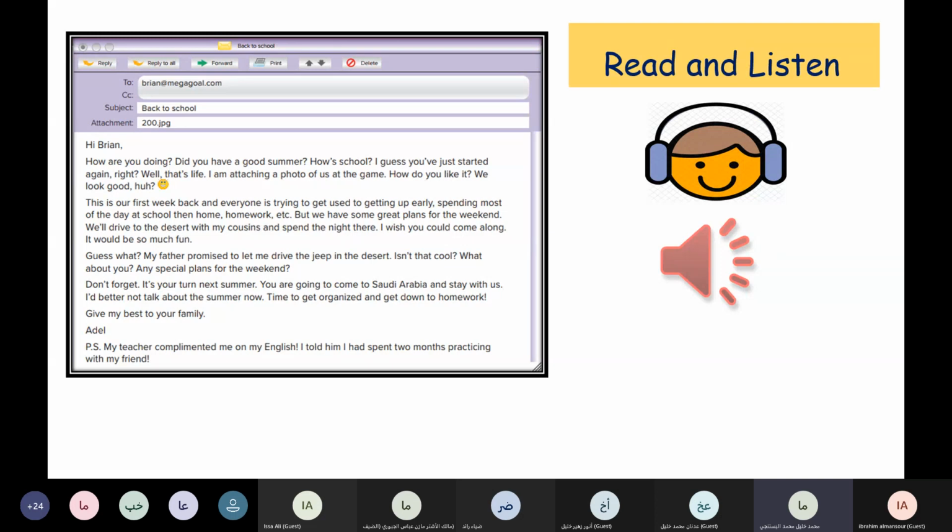We'll drive to the desert with my cousins and spend the night there. I wish you could come along. It would be so much fun. Guess what? My father promised to let me drive the Jeep in the desert. Isn't that cool? What about you? Any special plans for the weekend? Don't forget, it's your turn next summer. You are going to come to Saudi and stay with us. I'd better not talk about the summer now. Time to get organized and get down to homework. Give my best to your family. Adil. P.S. My teacher complimented me on my English. I told him I had spent 2 months practicing with my friend.